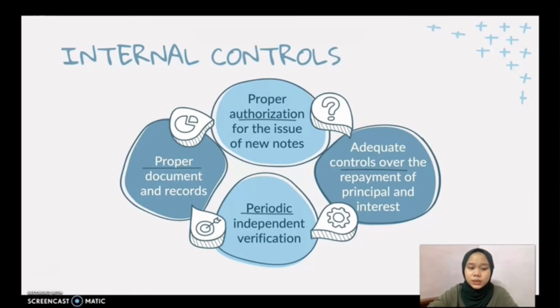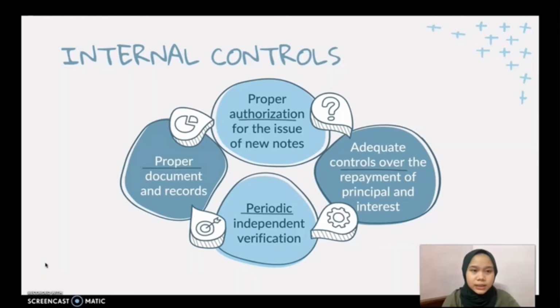The third internal control is periodic independent verification. The detailed notes record should be periodically reconciled with the general ledger and be compared with the note holders' records by an employee who is not responsible for maintaining the detailed record. At the same time, an independent person should recompute the interest spent on notes payable to test the accuracy of the record keeping.